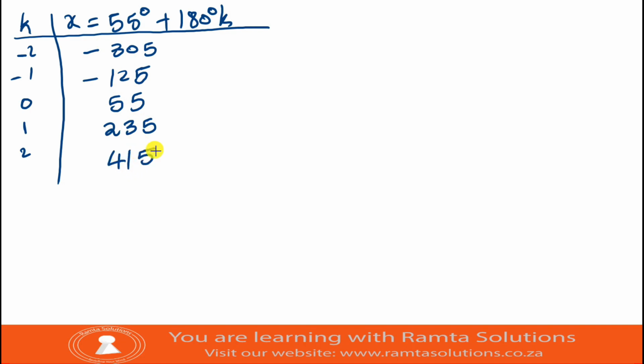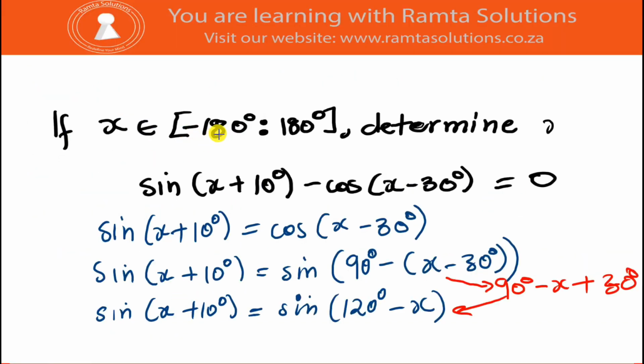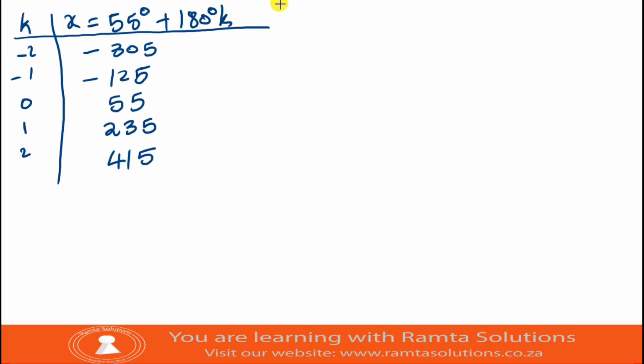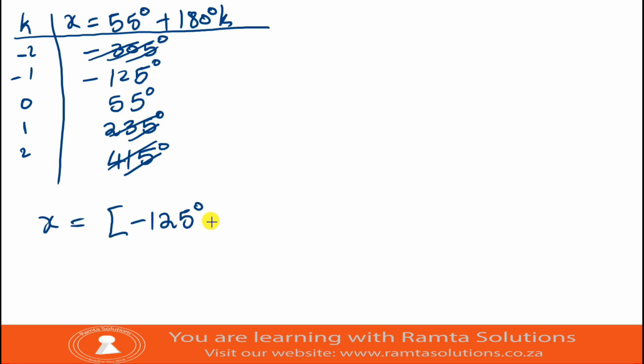Now remember, the question was saying x must be greater than or equal to negative 180 degrees but less than or equal to 180 degrees. So negative 305 is less than negative 180, so it's out of the domain. Negative 125 and 55 are within the domain, and the rest are out of the domain. So x equals negative 125 degrees and 55 degrees. These are the two x values.